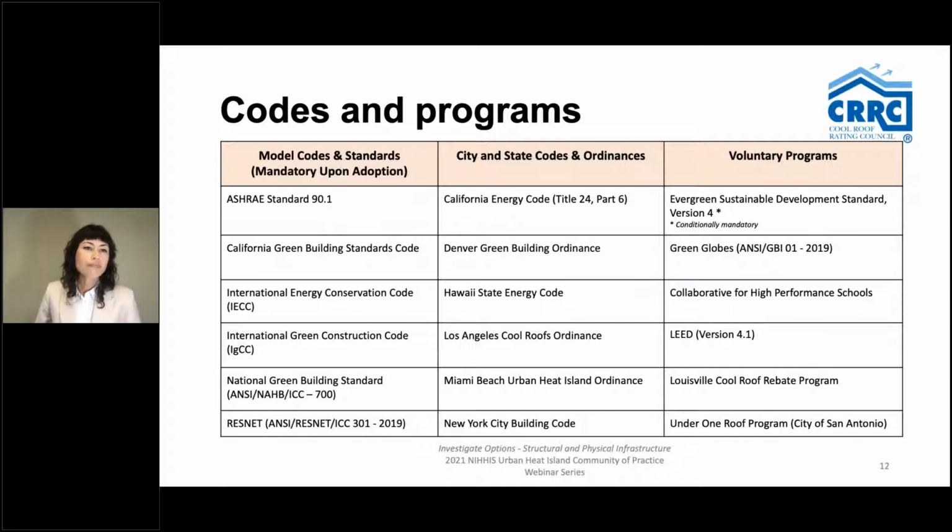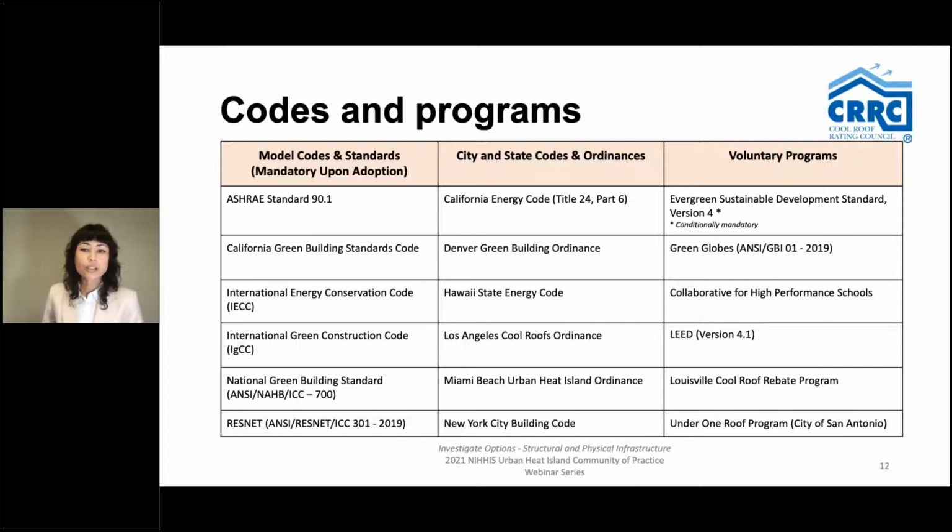So the examples in the left-hand column are model codes and standards. Many of you probably are very familiar with these. They become mandatory upon adoption by a jurisdiction. So there are existing prescriptive requirements in all of these various model codes and standards, such as ASHRAE Standard 90.1, the International Energy Conservation Code, International Green Construction Code, etc.